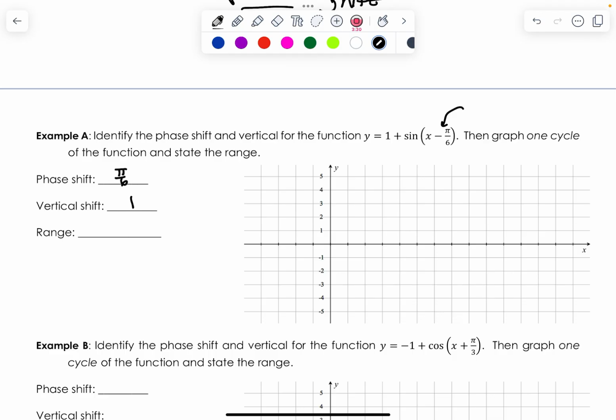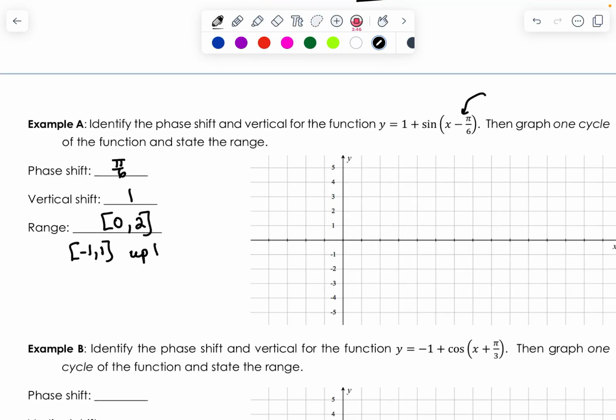So here's how I like to do this. On the sine curve, the parent function is, in fact, -1 to 1. If you're going to move it up 1, that's going to go 0 to 2. So it's really quite simple.